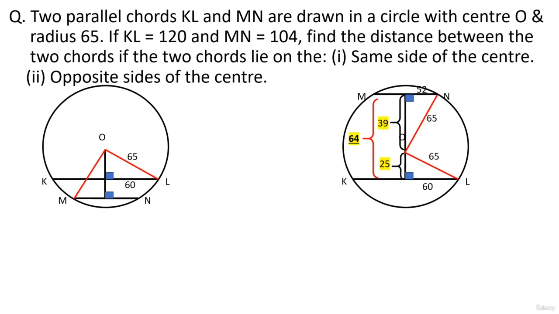Now guys, in the second case also it will be something similar. The distance of KL from the center we will get as 25. And for the second chord MN, the distance is 39. Now we'll subtract them, right? The answer will be 14. I hope you understood this, guys. Let's go on to the next part.